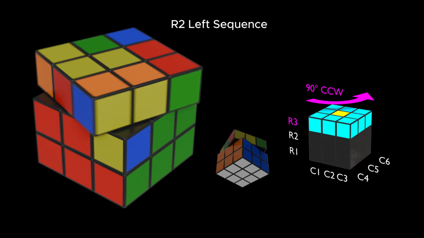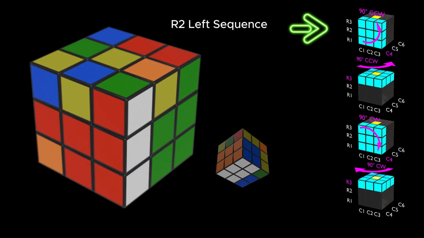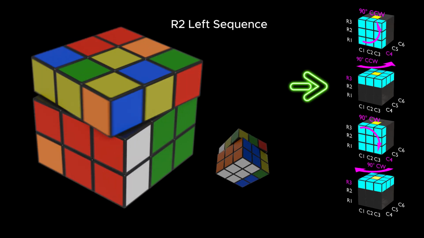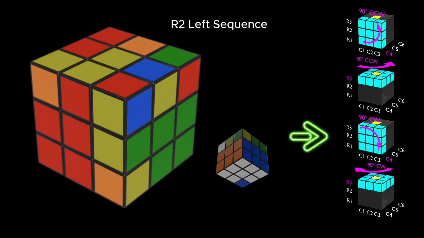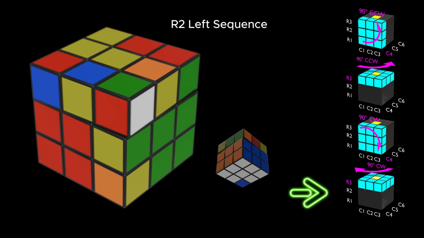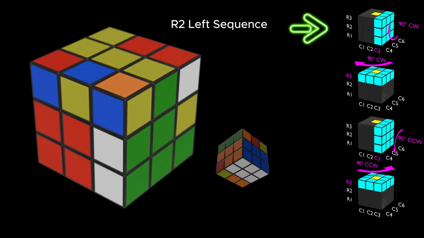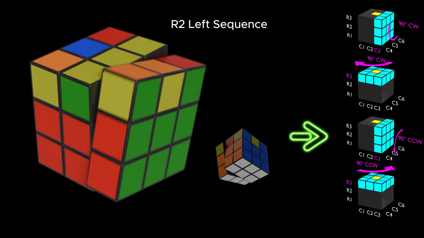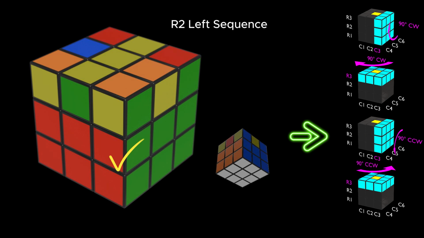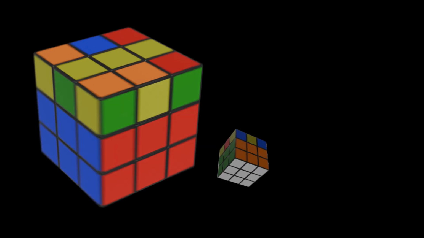Rotate row 3 90 degrees counterclockwise. Rotate column 4 90 degrees counterclockwise. Rotate row 3 90 degrees counterclockwise. Rotate column 4 90 degrees clockwise. Rotate row 3 90 degrees clockwise. Rotate column 3 90 degrees clockwise. Rotate row 3 90 degrees clockwise. Rotate column 3 90 degrees counterclockwise. Rotate row 3 90 degrees counterclockwise. Congratulations! You have now completed row number 2.